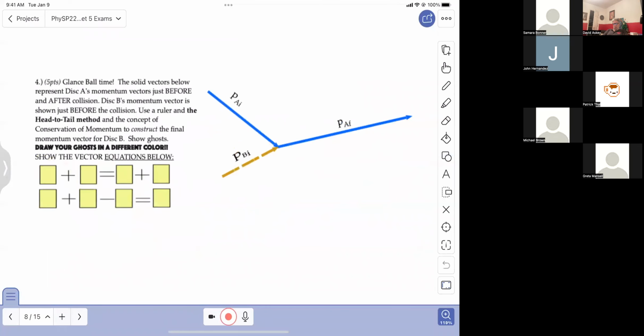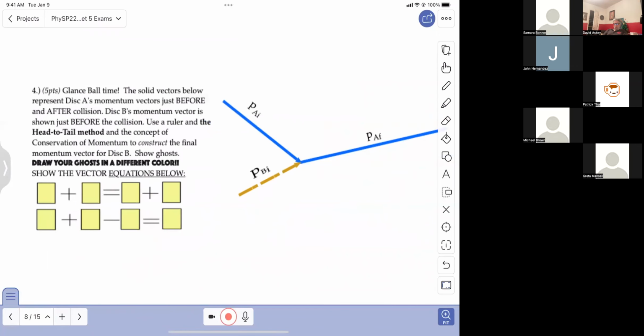Number 4. This one should be fairly easy. There's no numbers. There's no calculator required. So once again, glance over it. Oh my goodness, I just realized they give you 3.